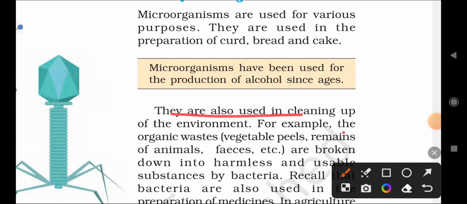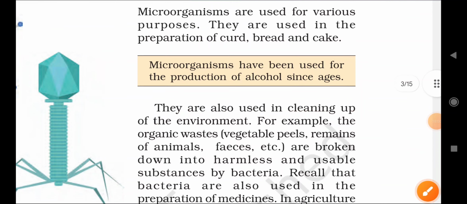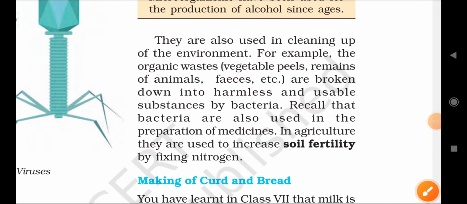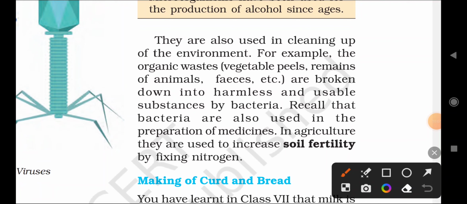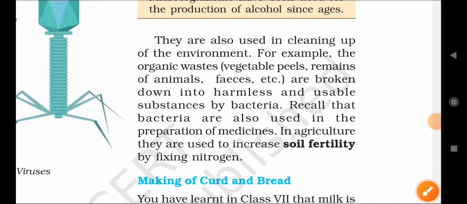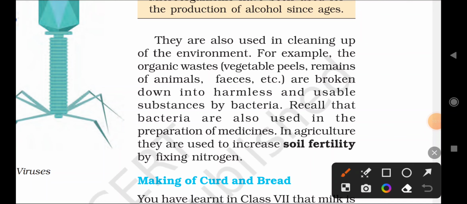They are also used in the cleaning of the environment. Think how important they are to us. They are also helping in cleaning the environment. For example, organic waste, vegetables. After the death of animals or human beings, whatever waste vegetables and waste particles are thrown in the soil, they will be decomposed, meaning broken down to simple particles by microorganisms only. That is done by the microorganisms. So they are very important to human beings.